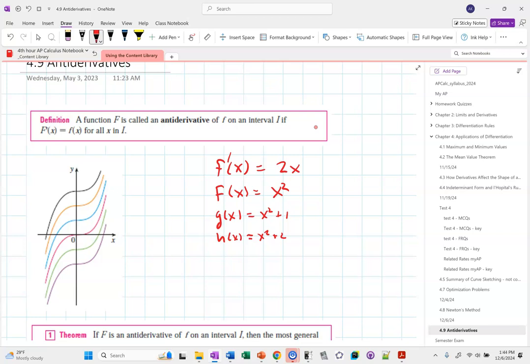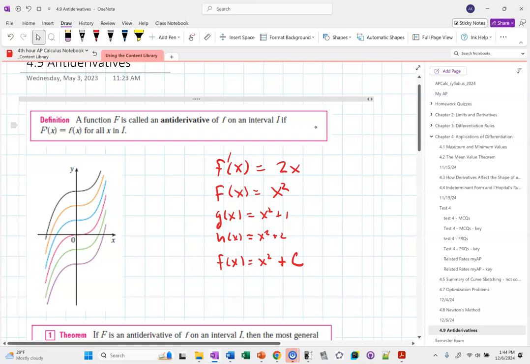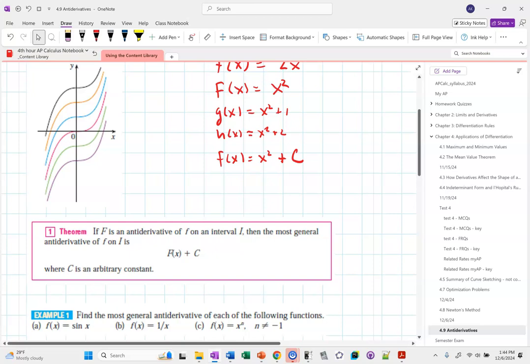Infinitely many, right? In general, we would say that f of x is x squared plus c, where c is some arbitrary constant. So here's our example: there's my f of x, my g of x, and my h of x. Feels okay? So if F is an antiderivative of f on the interval I, then the most general antiderivative of f on I is F of x plus c, where c is just an arbitrary constant, what we observed from above.